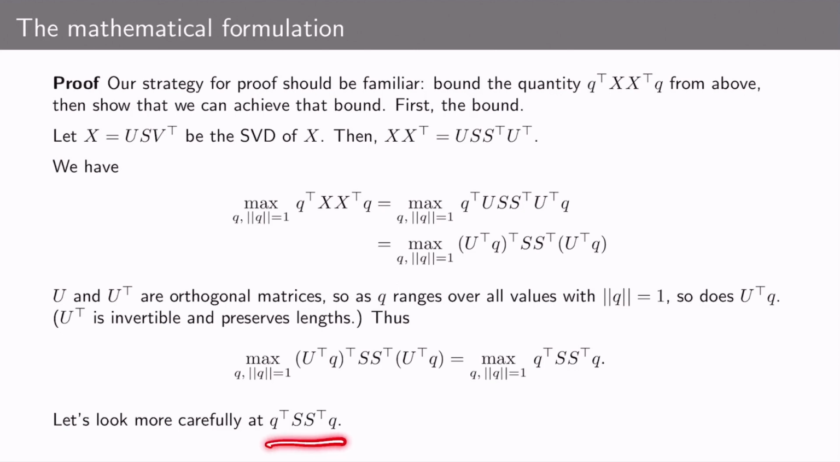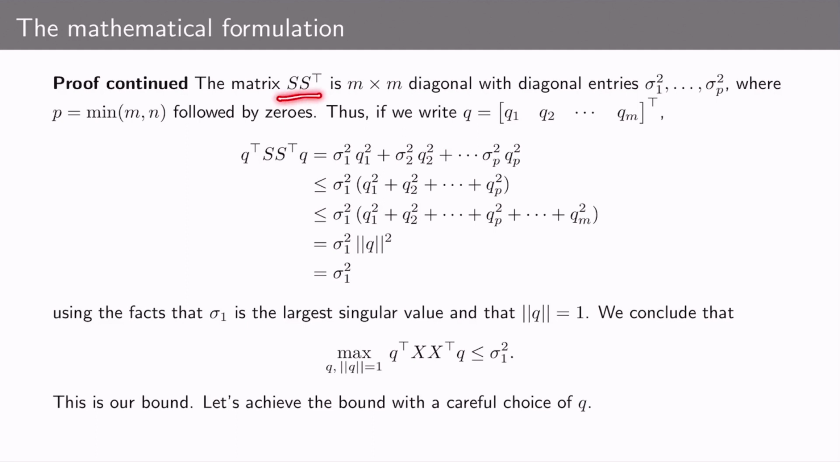So let's look more carefully at Q transpose S S transpose Q. First, let's look carefully at S S transpose. S is an m by n matrix with diagonal entries sigma 1 through sigma p. S transpose is an n by m matrix with the same diagonal entries. Thus, S S transpose is an m by m diagonal matrix, which has diagonal entries which are the products of the diagonals of S and S transpose, sigma 1 squared through sigma p squared. Here, as usual, p is the minimum of m and n to account for whether S is wide or tall. Now that we know what S S transpose is, let's look at Q transpose S S transpose Q.